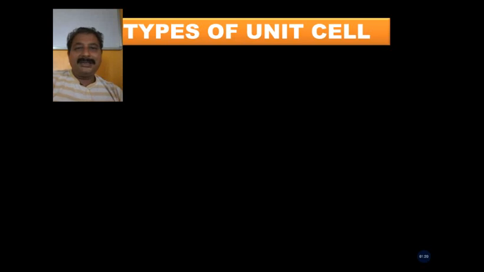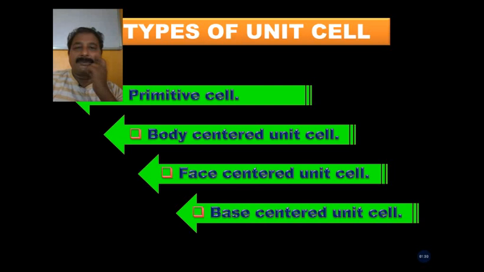Now, in this video, we move further with the types of unit cell. Types of unit cell include four types: primitive unit cell, body centered unit cell, face centered unit cell, and the base centered or the end centered unit cell. We discuss them one by one.